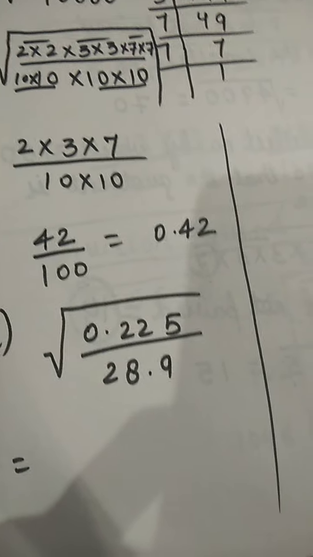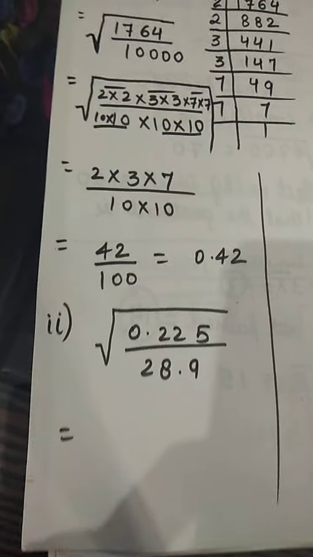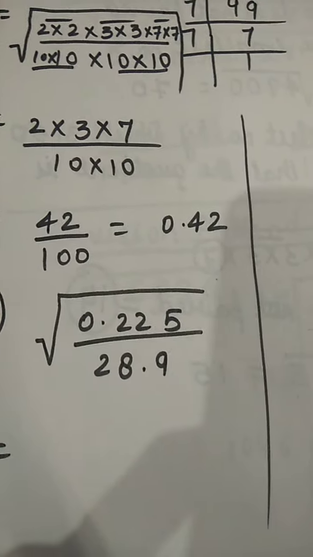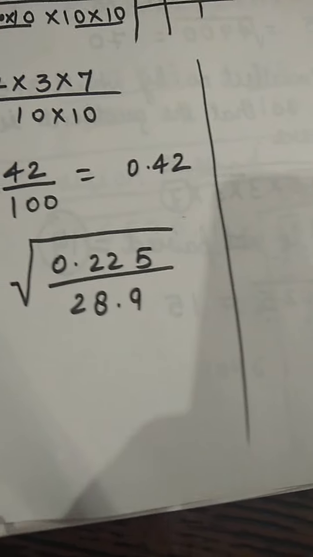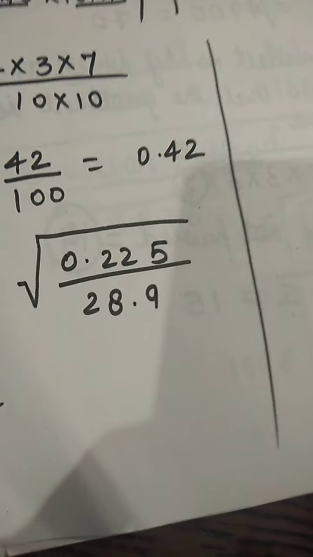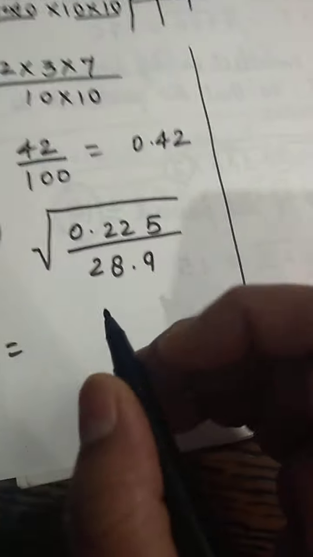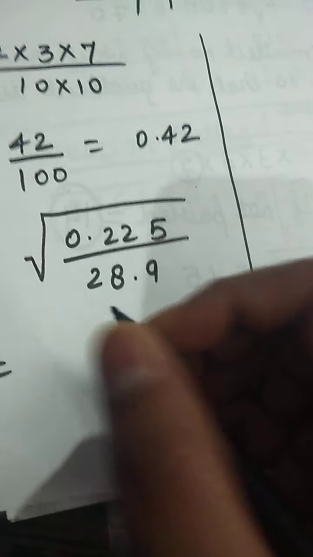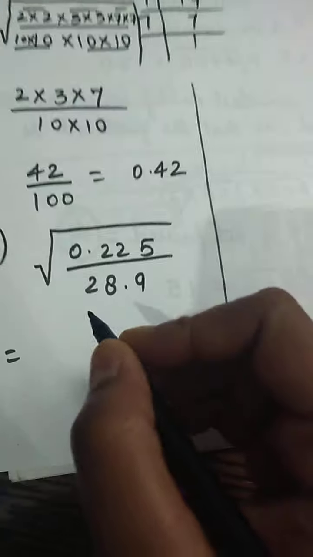Our next question is to find the square root of 0.25 upon 289. So what we will do here, we will split this.